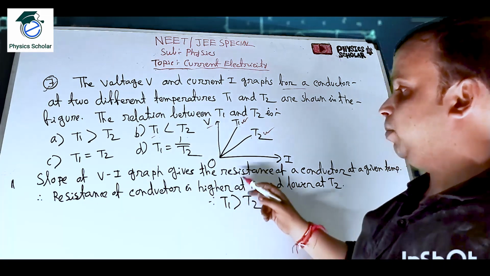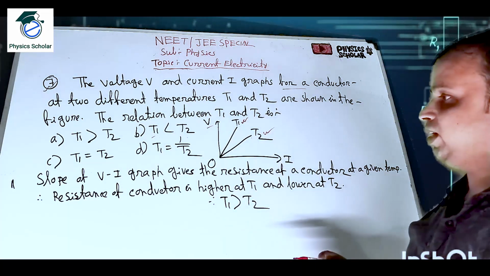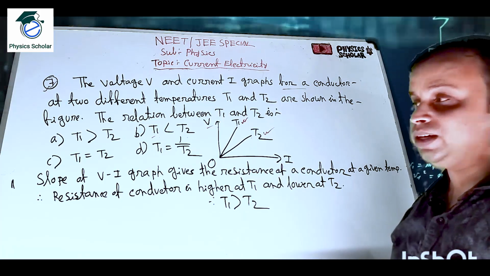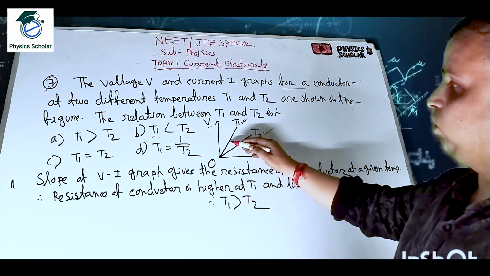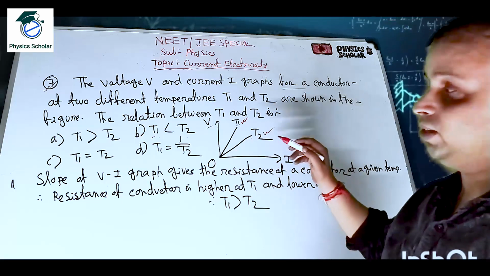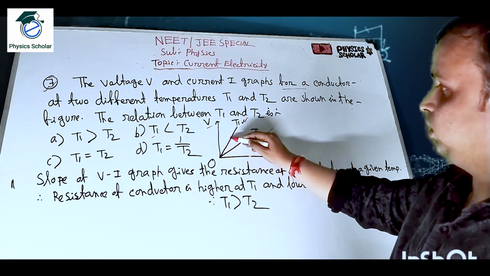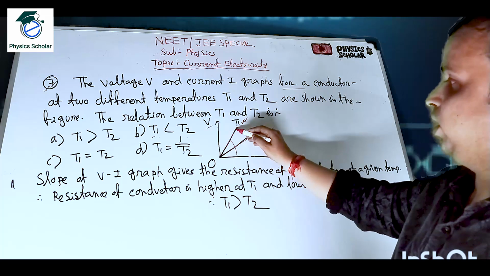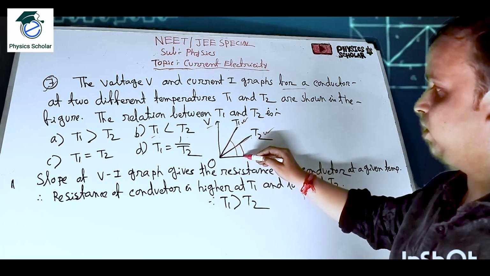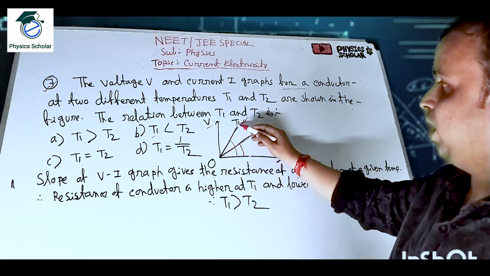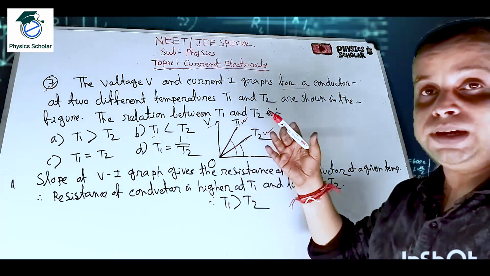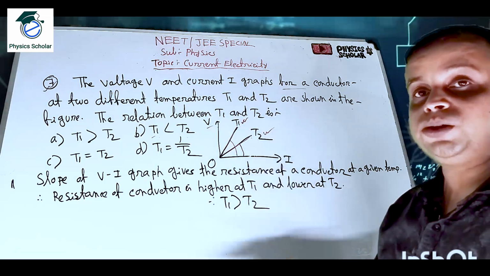Clear. So the VI graph, the slope of the graph gives the resistance of the conductor at different temperature. So as the slope increases, the resistance will also increase. So see here, this is T1 and this is T2. So here the slope increases, so the resistance will increase, here the resistance will decrease, clear. Now the resistance will increase only at the higher temperature, and if the temperature decreases then resistance of the conductor will also decrease, clear.